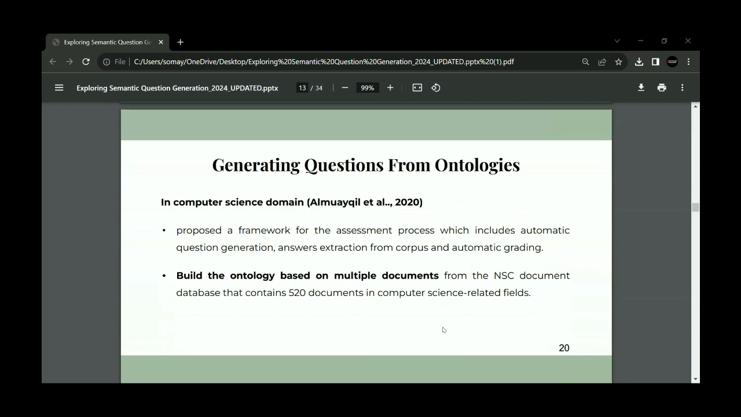While in the computer science domain, they proposed a framework for the assessment process, which includes automatic question generation, answer extraction from corpus, and automatic grading. They built the ontology based on multiple documents from the NSC document database that contains 520 documents in computer science related fields.